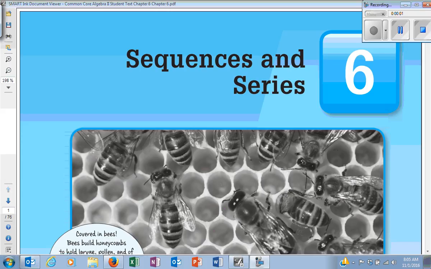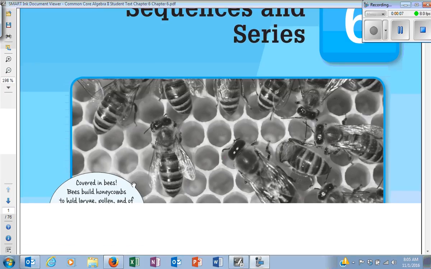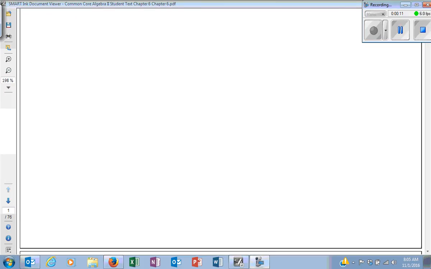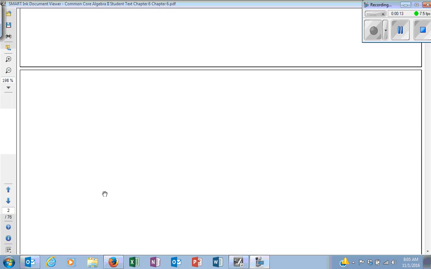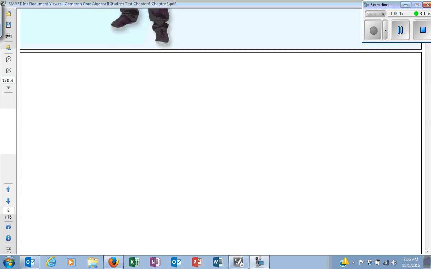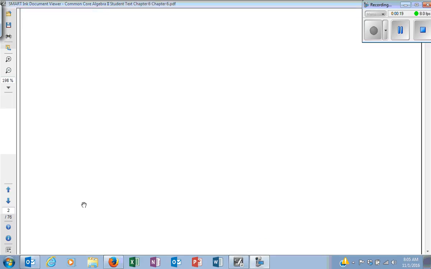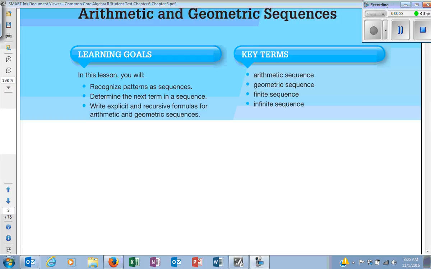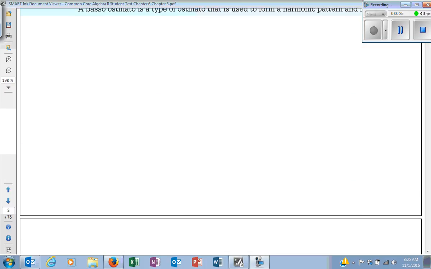Talking with sequences and series. You guys have dealt with sequences before in geometry, probably a little bit in Algebra 1, but we're going to dive into them a little bit more, a little deeper. So the first ones we're going to talk about are going to be sequences. So here we go. First thing, let's define them.